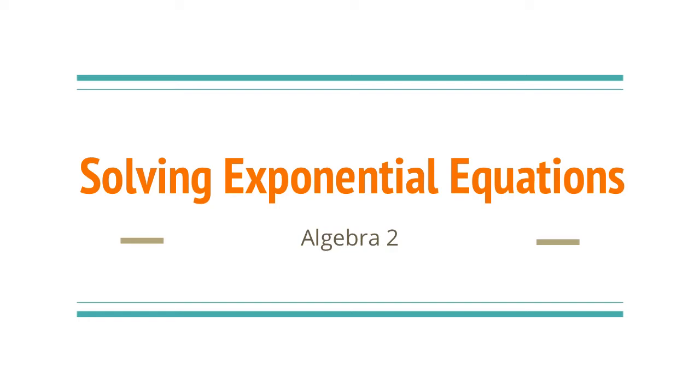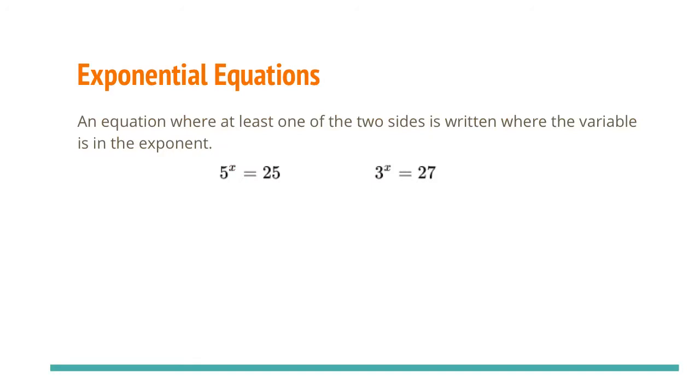In this video we're going to be talking about solving simple exponential equations. An exponential equation is one where at least one of the sides is written with the variable in the exponent. For example, 5 to the x equals 25, or 3 to the x equals 27, would be considered exponential equations.